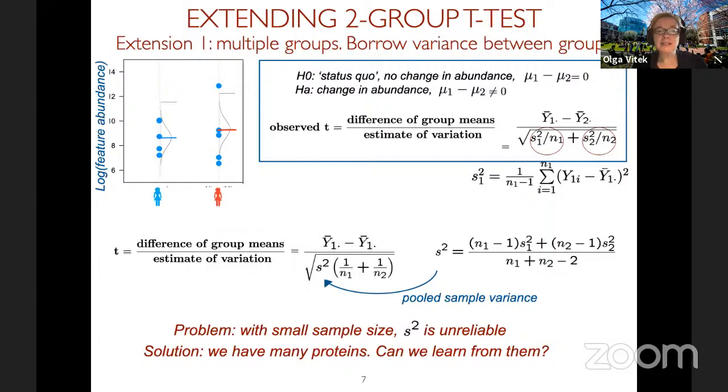So borrowing this variance across multiple groups, even if we're interested in pairwise comparisons between the groups, is one extension of what we discussed yesterday. So now we have this common estimate of variation and the combined sample sizes.